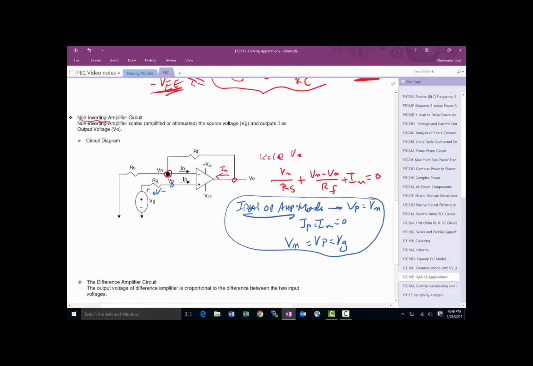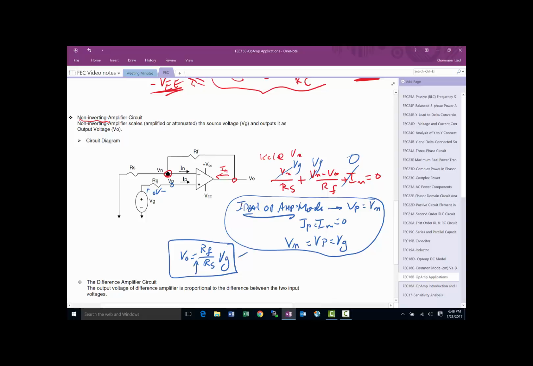So if I take that and plug it in here, this becomes Vg, this becomes Vg, this becomes 0. And now what's going to happen is my Vout equals Rf over Rs times Vg. Notice this is just like the inverting amplifier, except the sign here is positive. So that's why this is called a non-inverting amplifier.